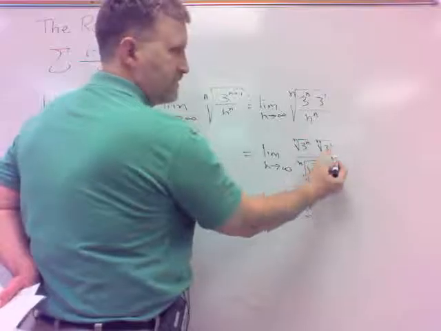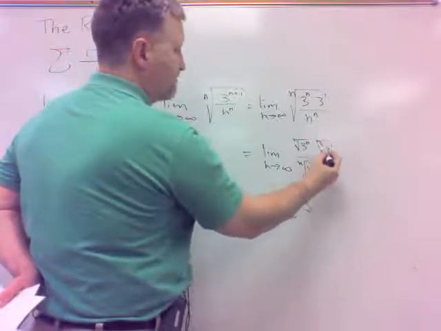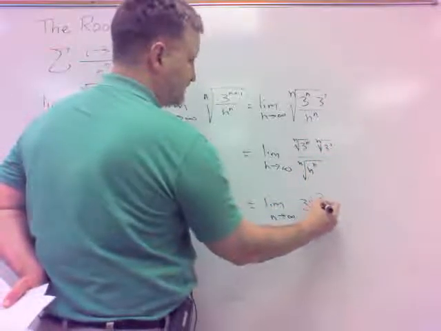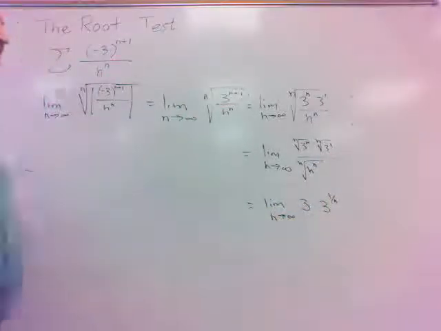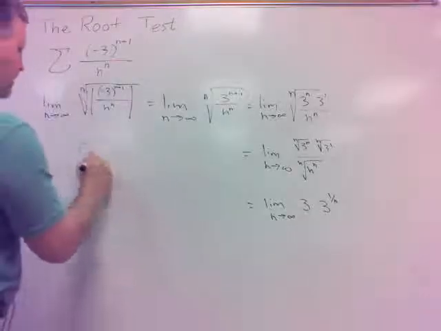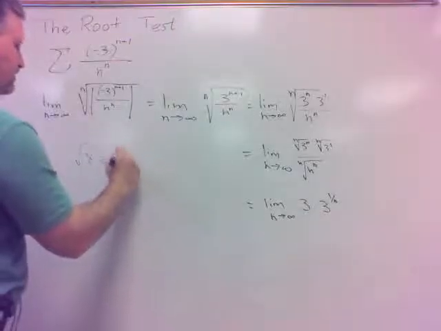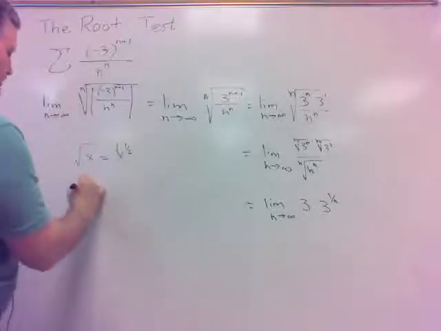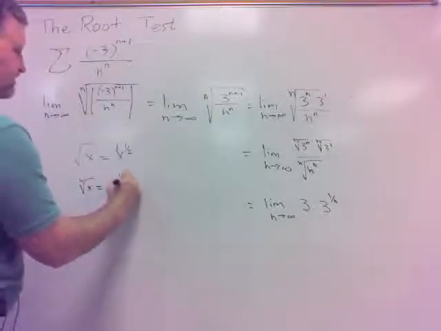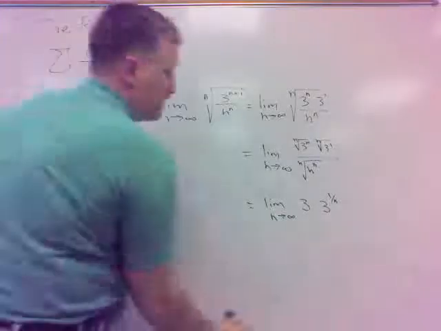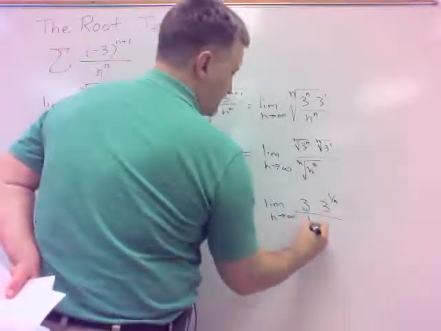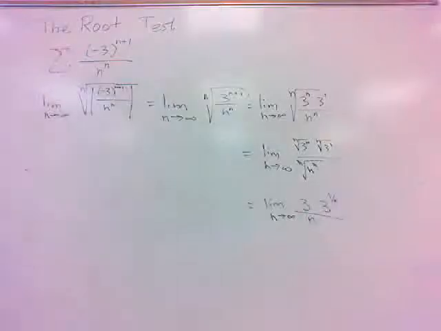Now, here's a little something here. How am I going to do that? Well, couldn't I say the nth root of 3 to the first, like the square root of x is x to the 1/2? So the nth root of x is x to the 1 over n. So I'll say it's 3 to the 1 over n. And then, of course, the nth root and the nth power cancel there.